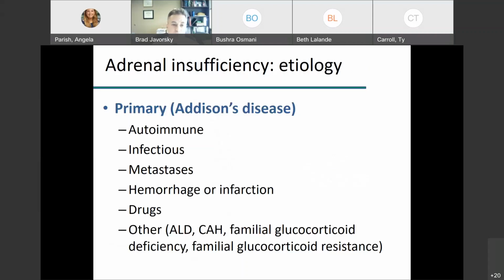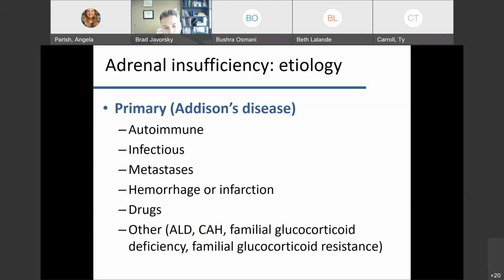The different causes of primary adrenal insufficiency, or Addison's disease. Nowadays in the United States, the most common cause is autoimmune, either as part of an isolated condition or polyglandular autoimmune syndrome. Back in Addison's days, the most common cause was infectious, like tuberculosis. Metastases, usually from breast, lung, colon, or lymphoma, can cause primary adrenal insufficiency. Hemorrhage or infarction. A number of different drugs can cause it, things like ketoconazole, fluconazole, etomidate, mitotane.